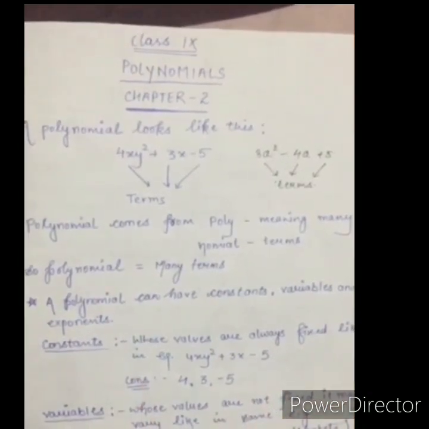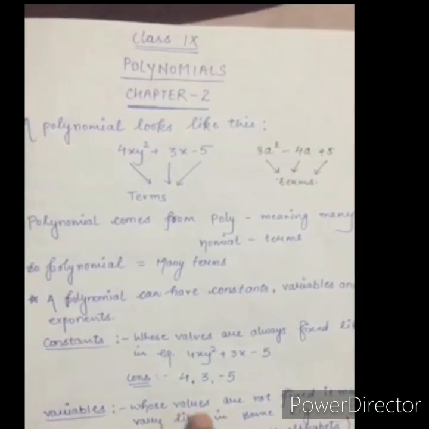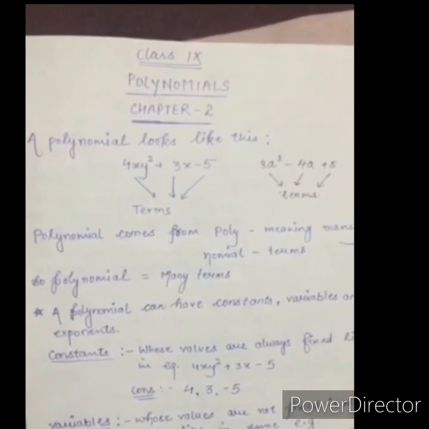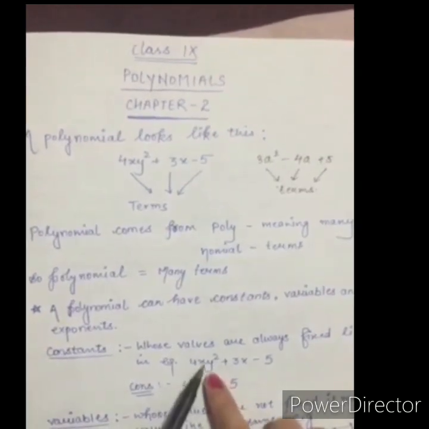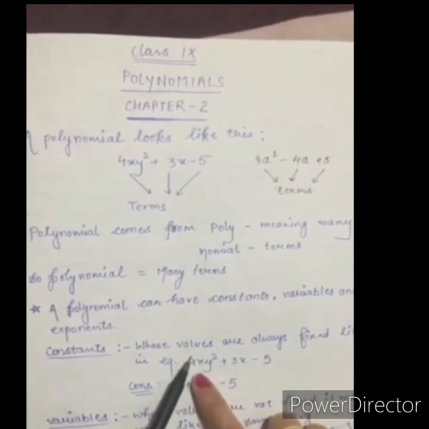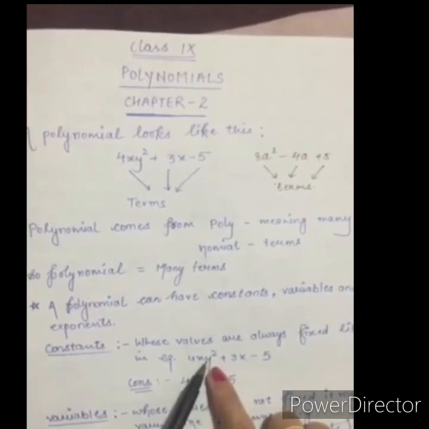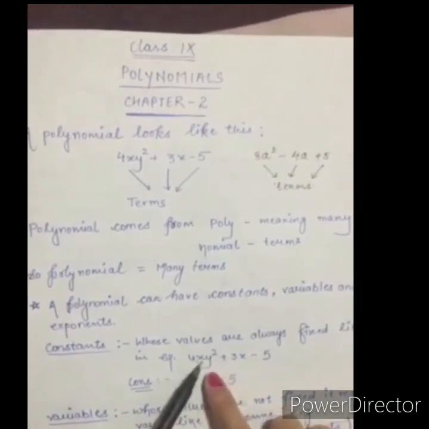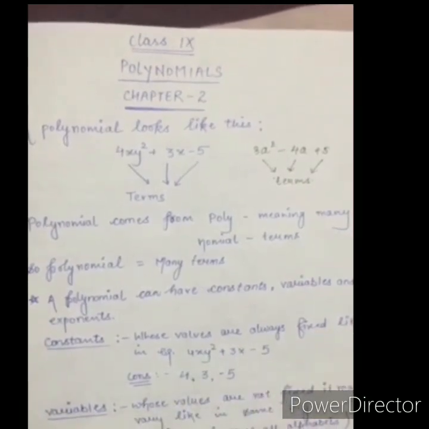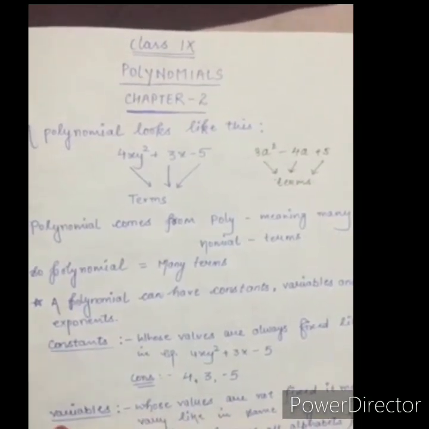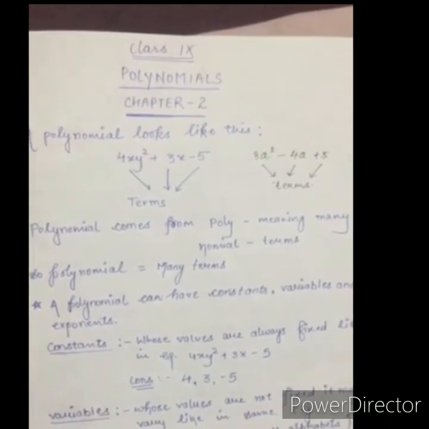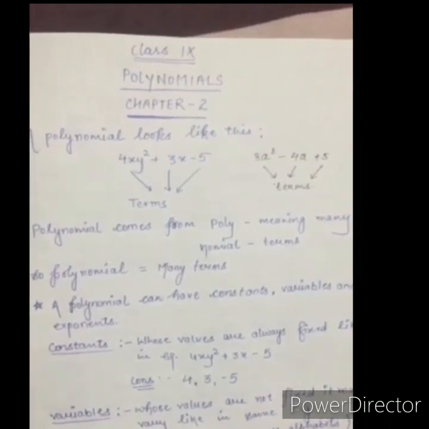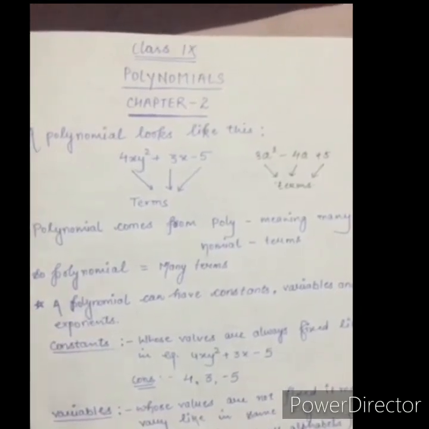Similarly, if we define the next term, variables are those whose values are not fixed; they may vary. In the same example, if we exclude the constants, xy² is left. It is different in different situations and different questions. xy², x, these are called variables, or sometimes we can simply call them alphabets in the polynomials.